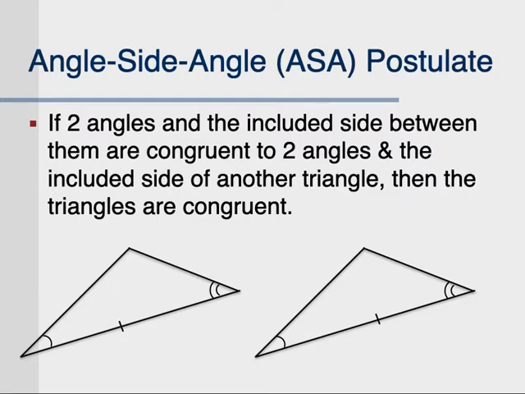The angle side angle, or ASA, postulate says that if two angles and the included side between them are congruent to two angles and the included side of another triangle, then the triangles are congruent. You see this pattern of matching angles, matching sides, matching angles. You do not need to check the other two sides or the other angle. You could assume that they will match as well.